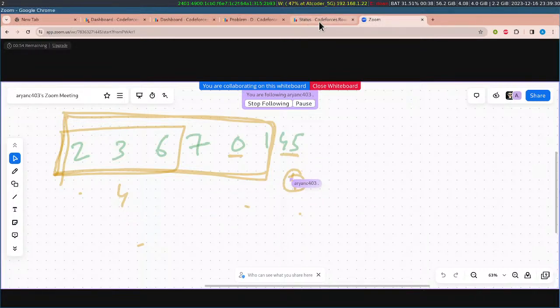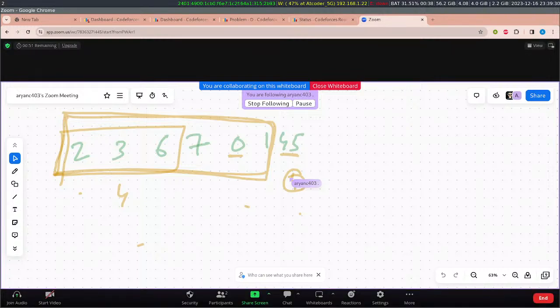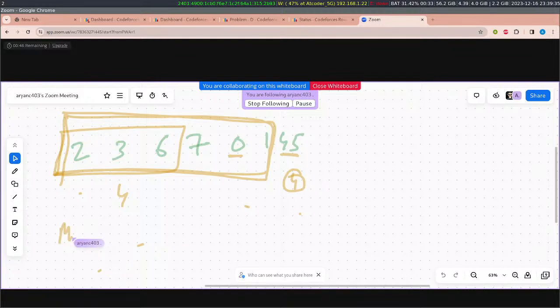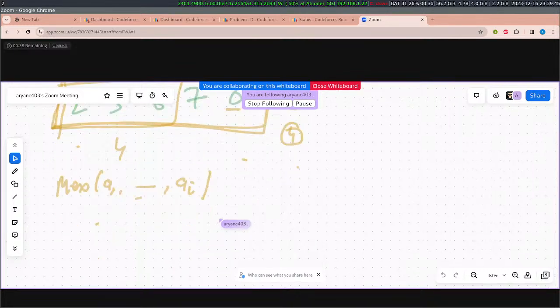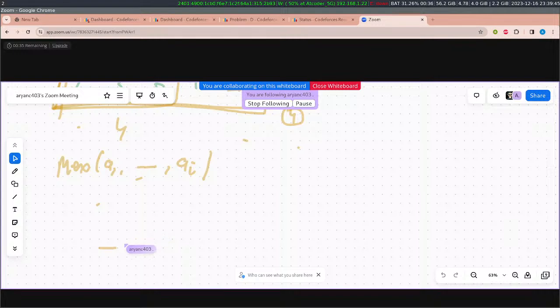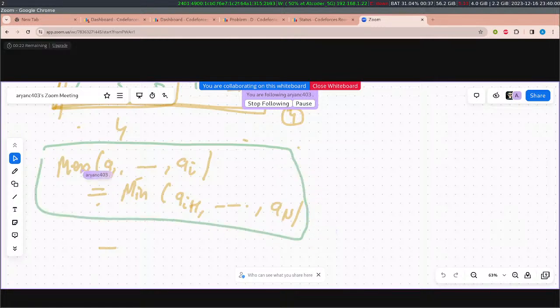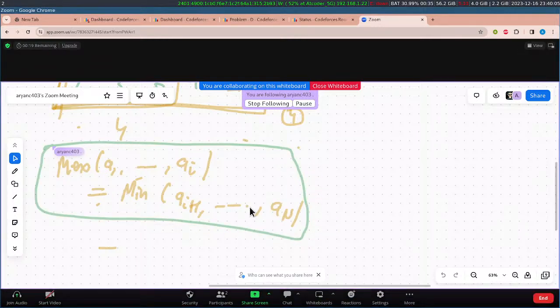So the idea is, instead of finding the max of A1 to Ai, let's find the minimum of the rest of the part. This was the important observation for this problem. Once we know that, there are more layers to solving it.